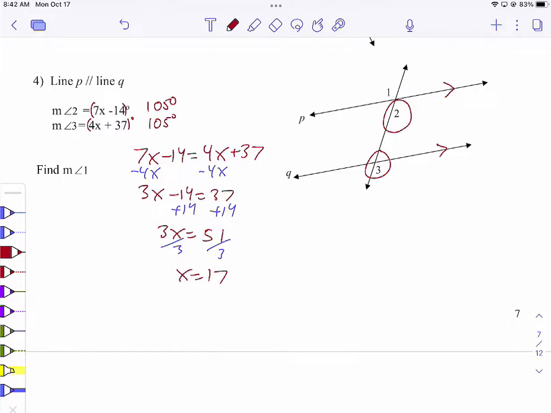I get 105. So this is 105. This is 105. What do you think angle 1 is then? 105.